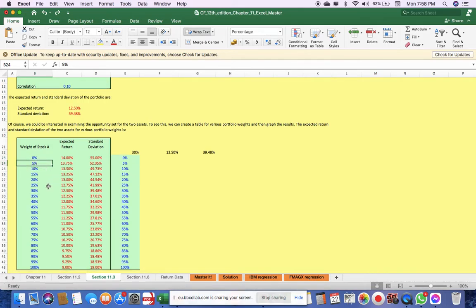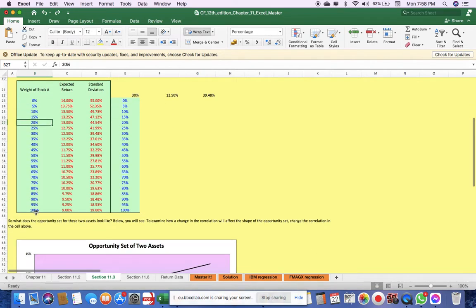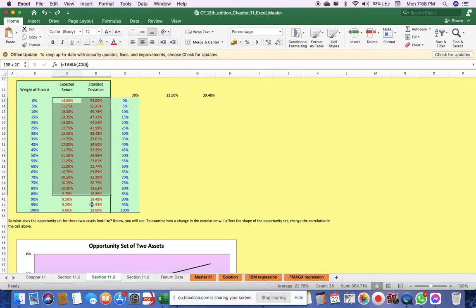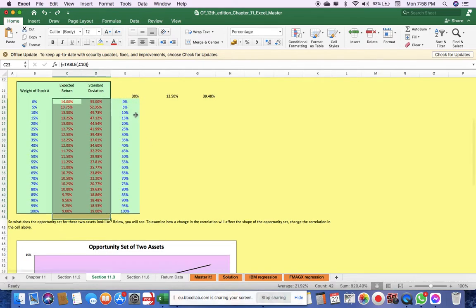Then 5% stock A, 95% stock B, then 10, 15, 20, like that. The last one will be 100% stock A, 0% stock B. We need to calculate these returns. How to do it? Do it with me, please.